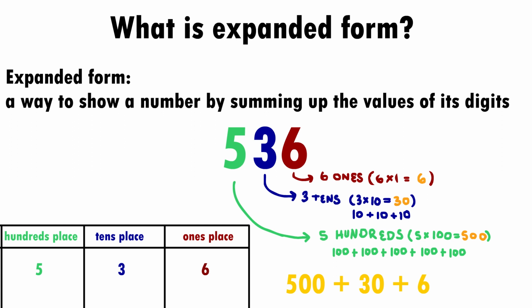And we can check our answer to see if we are correct. 500 plus 30 is 530, and 530 plus 6 is 536. Yes, we are correct. So, the way to write 536 in expanded form is by writing 500 plus 30 plus 6.